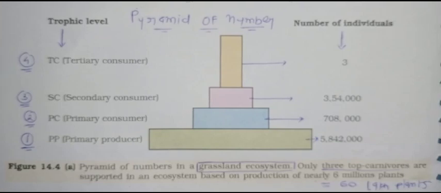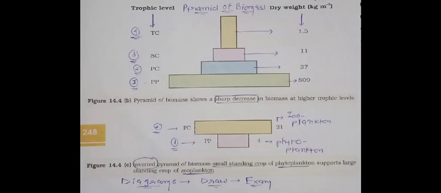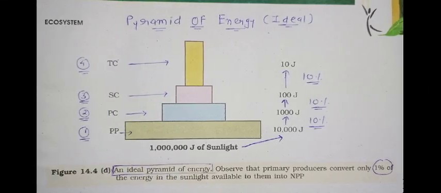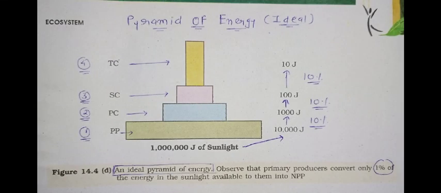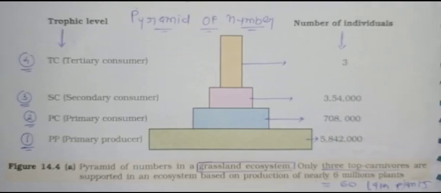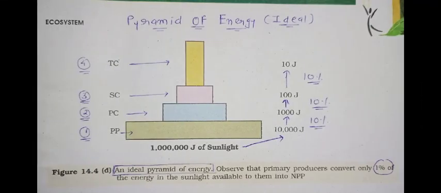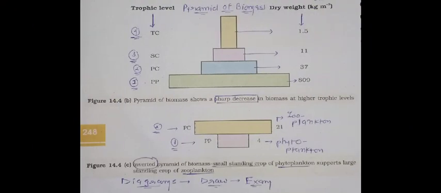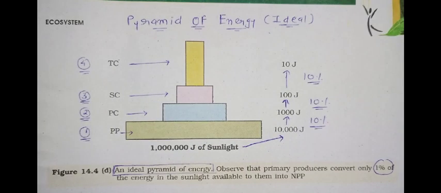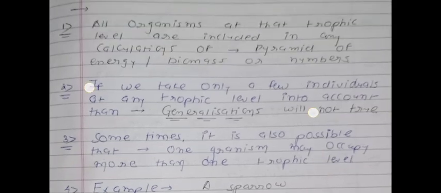The first diagram is of the pyramid of number, the second diagram is of the pyramid of biomass, and the third diagram is of the pyramid of energy. So in the examination you will draw all 3 diagrams. In the examination, all 3 diagrams are compulsory. Okay, now see, we will go to the theory.